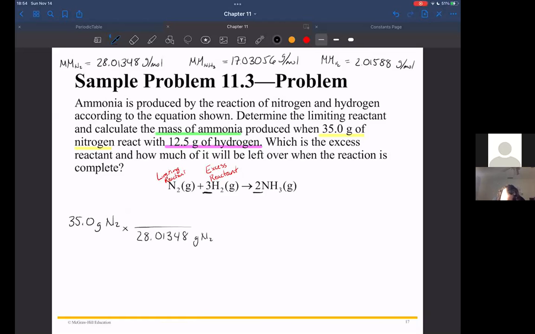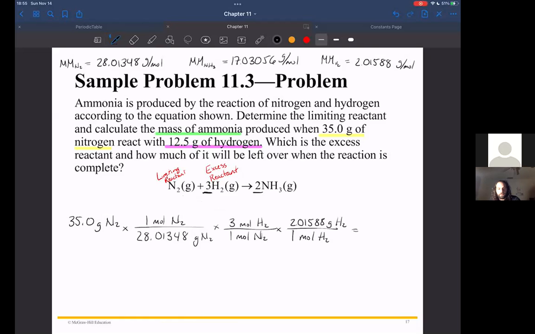grams N2 to moles N2. And now, instead of jumping from nitrogen to ammonia, jumping from reactants to products, now I'm just going to stay on this same side of my equation, but nonetheless, I can do this using my mole ratio, because I know that if 1 mole of nitrogen is consumed, then 3 moles of hydrogen are going to be consumed as well. And then I have to use my molar mass. That tells me that 1 mole of H2 has a mass of 2.016 grams of H2.